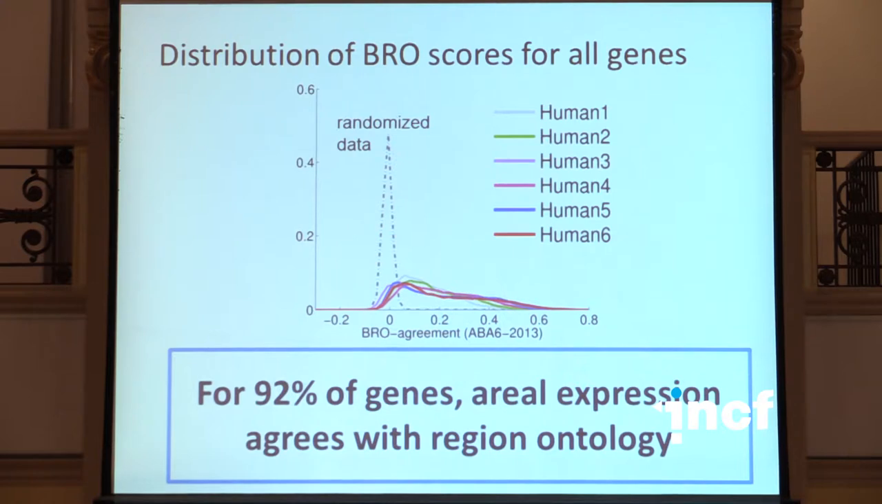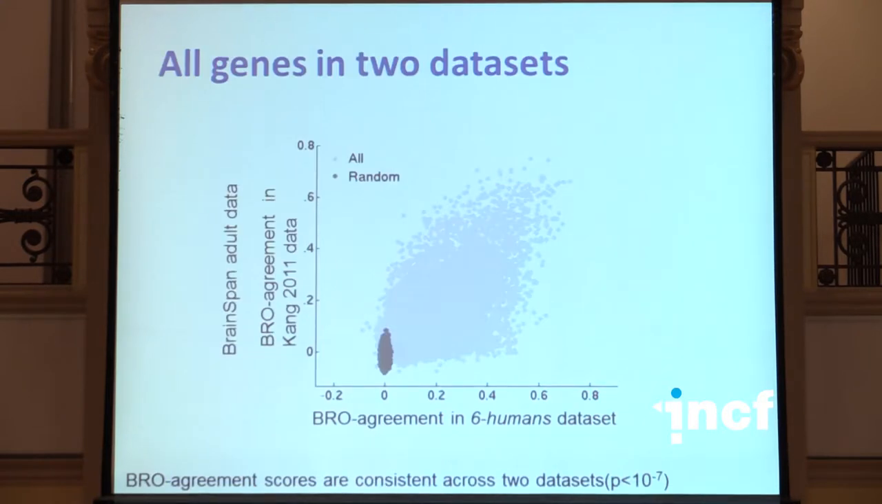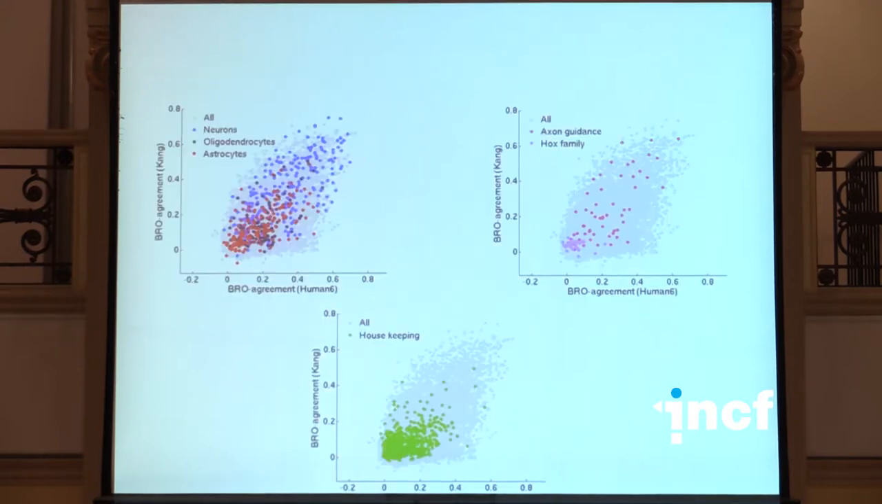Now, we then repeated that in another data set that was discussed this morning, data set provided by the Sestan group, the BrainSpan data, using adult brains only. So here I'm showing again the distribution of this agreement score for the two data sets. Each point here is a gene, and you see there is actually a strong agreement between the two data sets, even though these are different regions and different donors, et cetera. So what can we tell about these genes? I'll just do that very shortly.